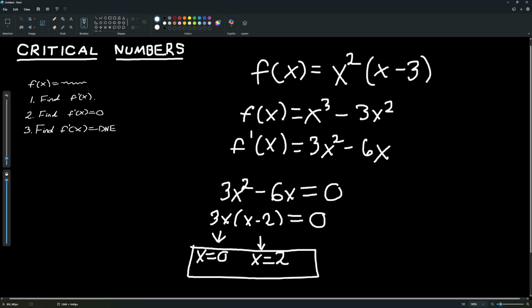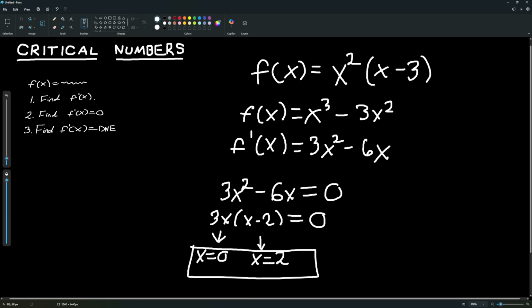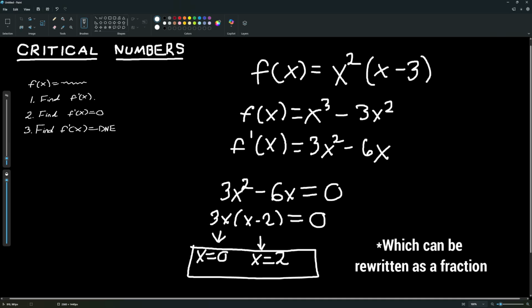The reason why in this scenario we only have to find where f prime of x equals 0 is because with this equation specifically, there's no number that you can plug in to make it so that f prime of x does not exist. However, there are functions for which you will plug in x values that result in an answer that does not exist. These are particularly functions that have fractions in them. Now, this can come in many forms. Sometimes the function itself is just a fraction, or it might have an exponent in it for which when you find the derivative, you'll get a fraction.